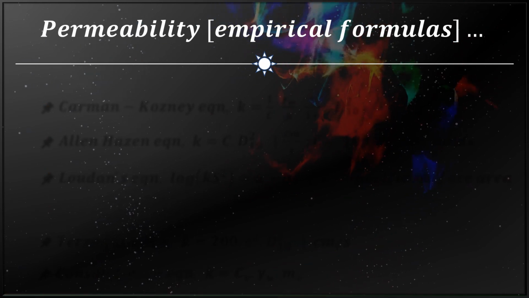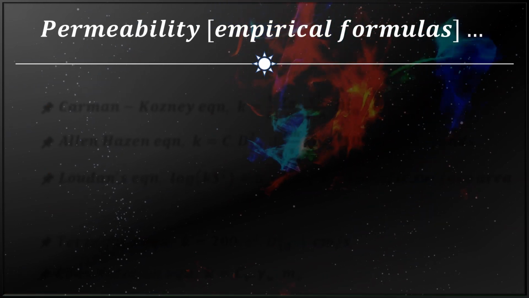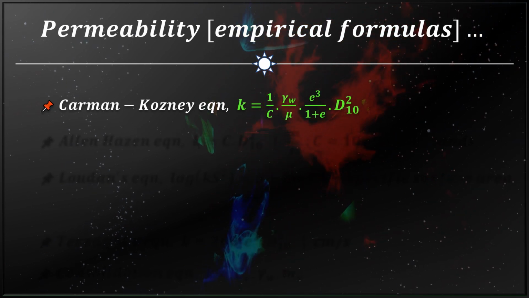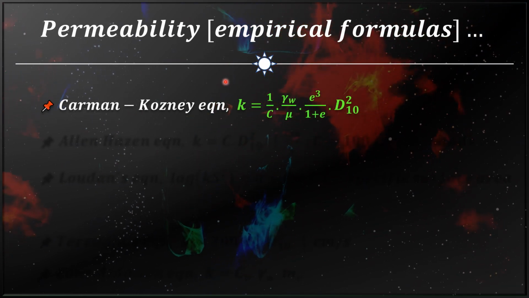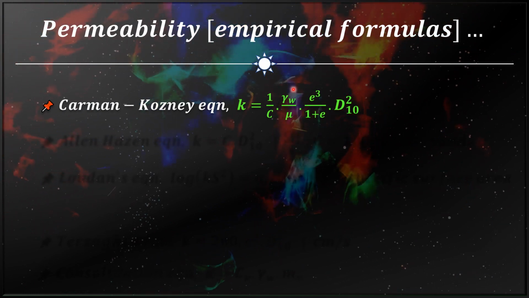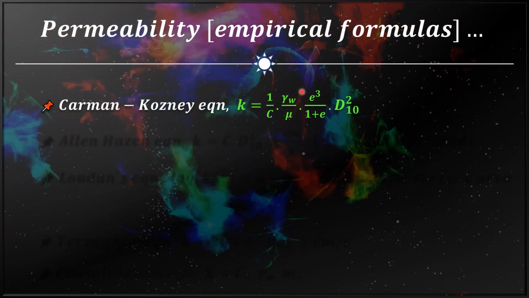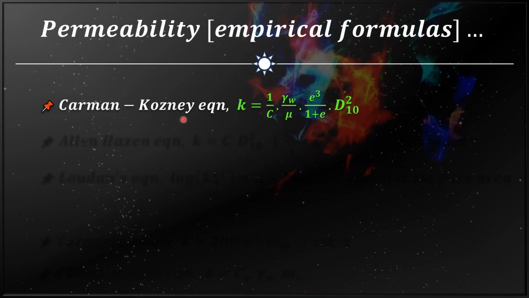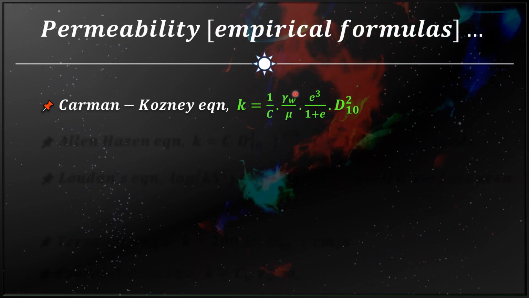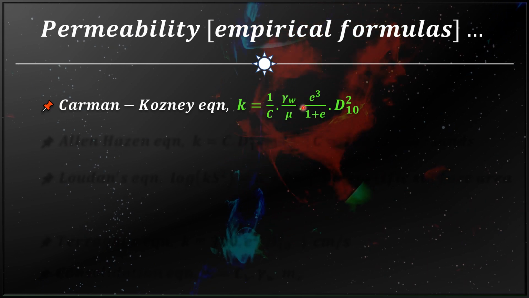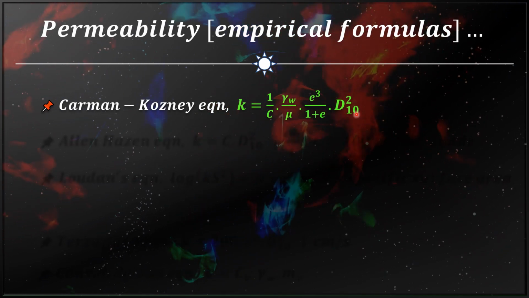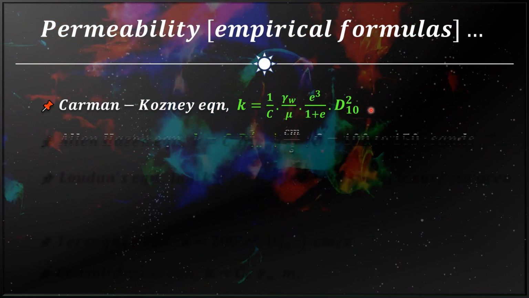Now we shall see some other empirical formulas regarding the coefficient of permeability. So the first one is the Kozeny-Carman equation. That is given by K is equal to 1 by C, gamma w by nu, e cube by 1 plus e, d10 square. So what is C here? C is the shape factor or constant given by Kozeny-Carman, and gamma w, we know, is the unit weight of water, and nu is dynamic viscosity, e is nothing but void ratio, and d10 is effective grain size.